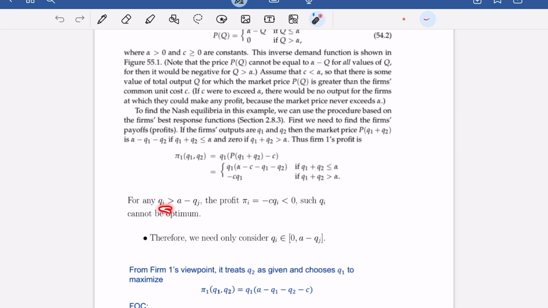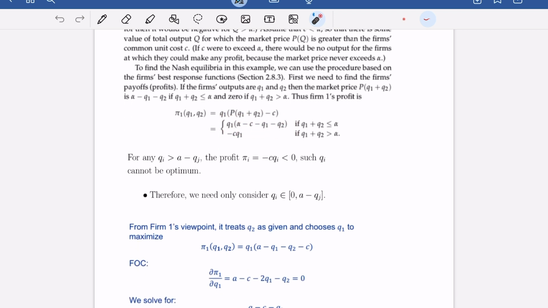We see that if Qi is larger than alpha minus Qj, then the profit will be negative. And so in this case, Qi cannot be optimal. So in any case, it has to be this first scenario. So we already know that the best response must come from here.